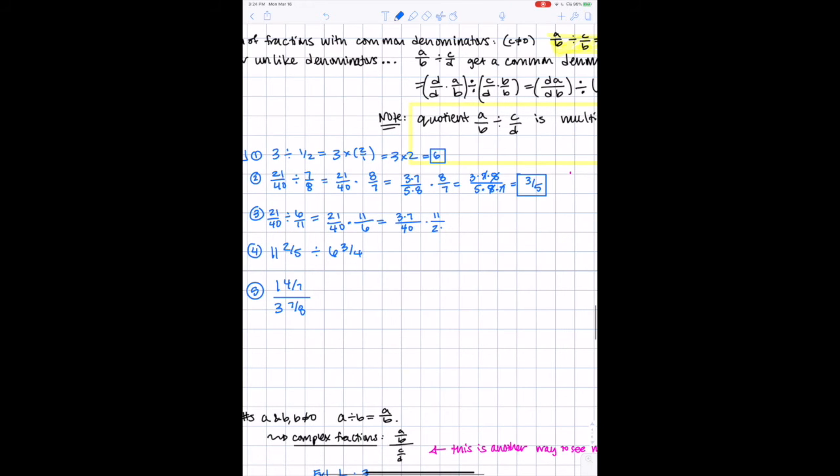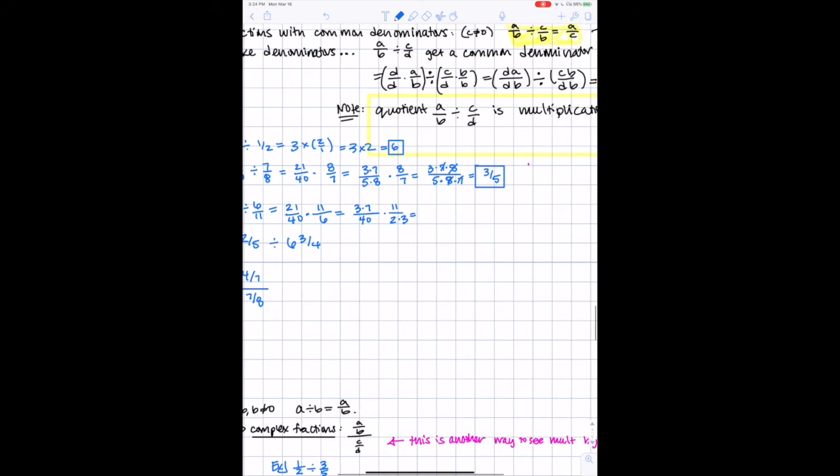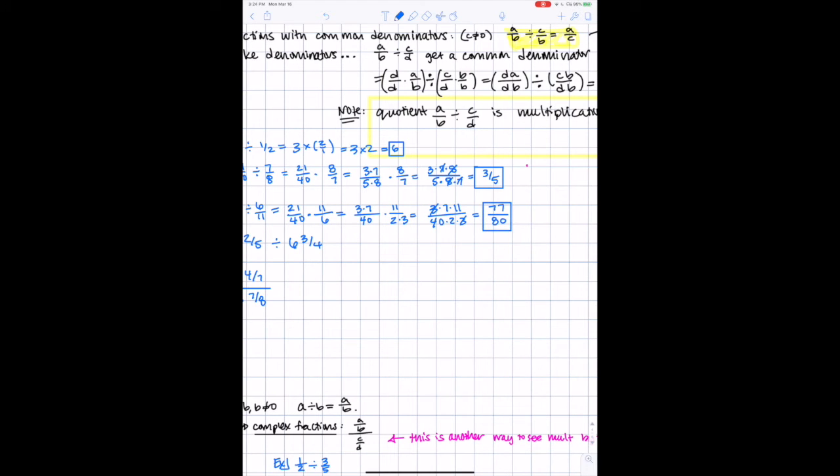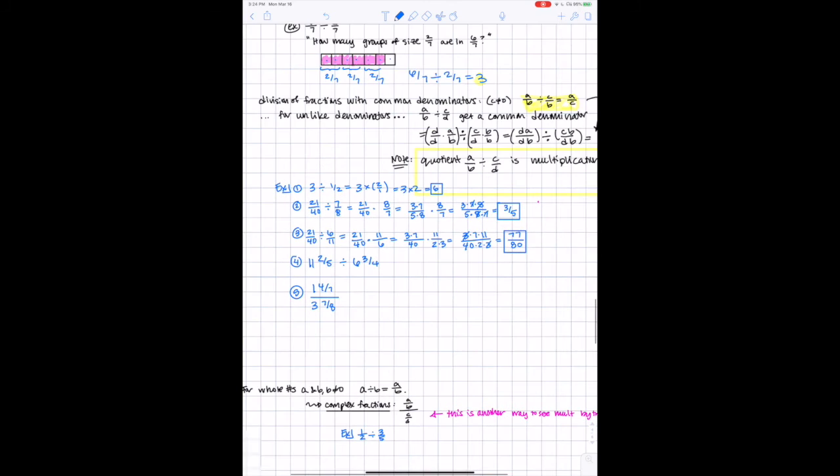But 6 we can write as 2 times 3. And 11 is prime, so I can't factor that any further. Okay, so I have 3 times 7 times 11 in the numerators, right? When I'm multiplying, I just multiply numerators, multiply denominators. It's not that exciting. And then the denominator is 40 times 2 times 3. And this allows me to cancel the 2 and the 3. So this is making things a little bit simpler. The numerator then is just 77, and the denominator is, I think, 80. Okay, great.